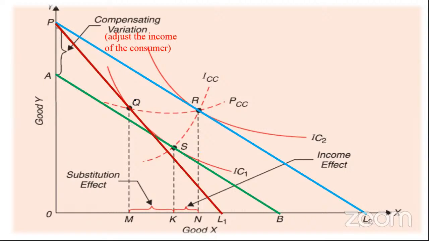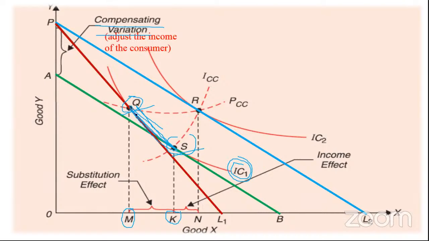So from equilibrium point Q to equilibrium point S, the commodity is substituted from OM to OK. This is known as the substitution effect. According to the compensating variation method, the substitution effect movement is done on the same indifference curve, Q to S. So the substitution is the same from point Q to point S. Remember, according to Slutsky, the substitution is different.